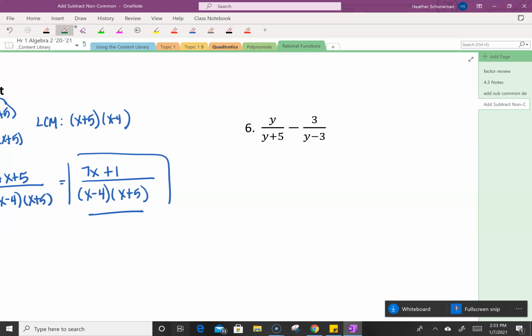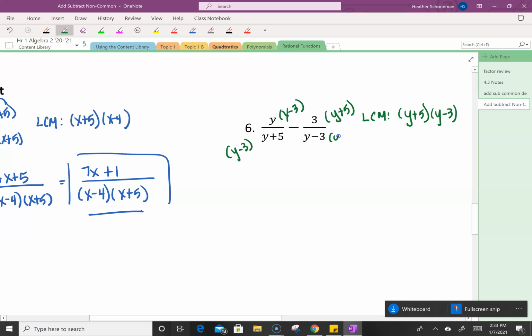Number 6, my least common multiple includes everything, so it's going to have a y plus 5 and a y minus 3. So this first fraction is missing the y minus 3, so I need to multiply both by y minus 3. The second fraction is missing the y plus 5, so I need to multiply both times y plus 5. Now before I do this, I'm going to change this to plus and negative because it's really going to help me with my signs later.